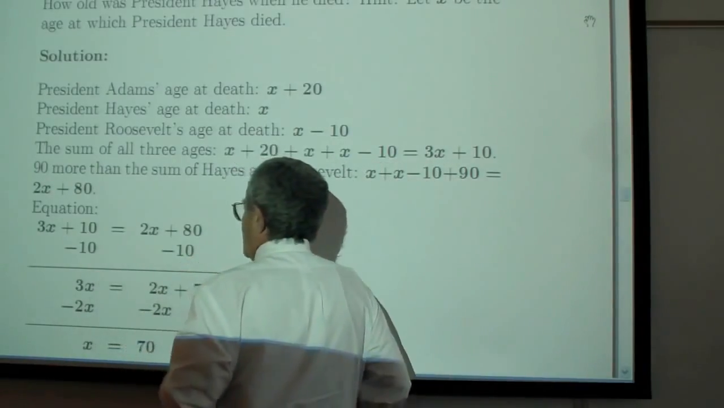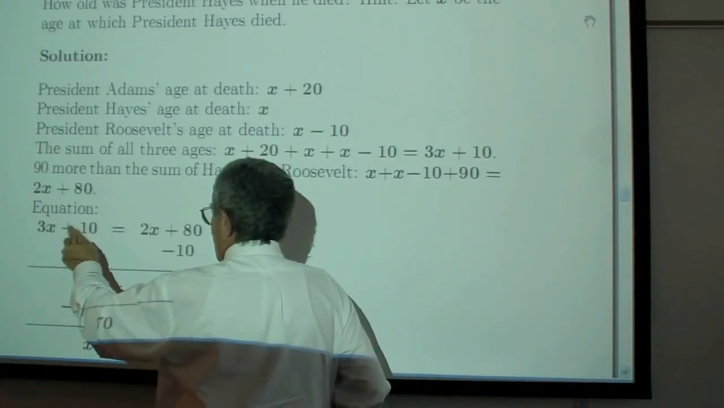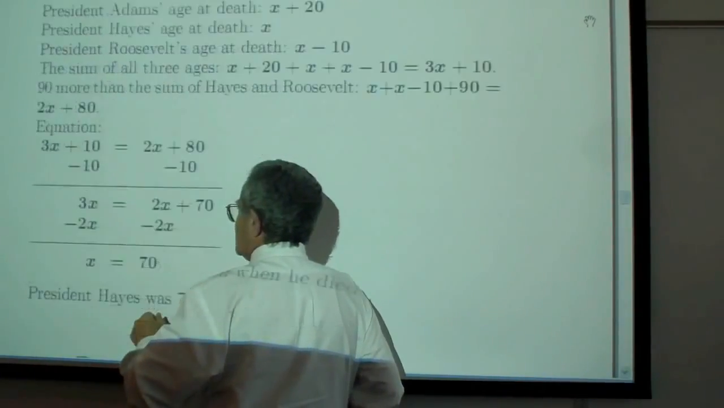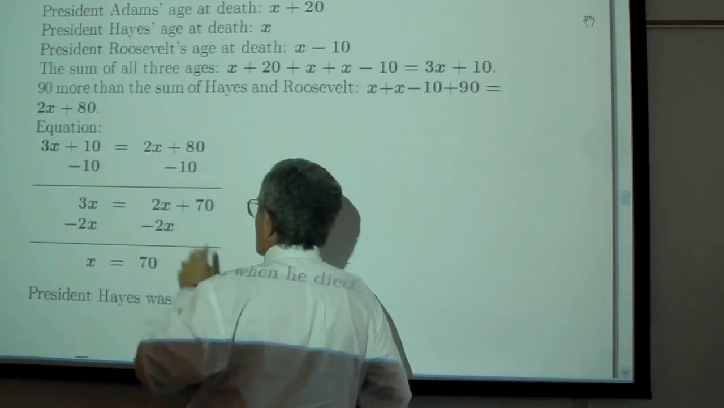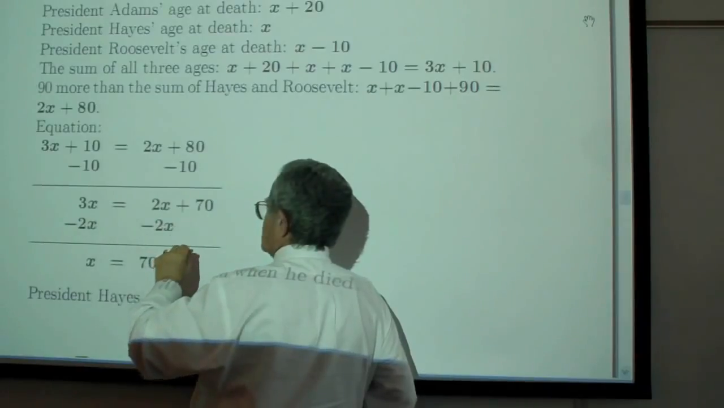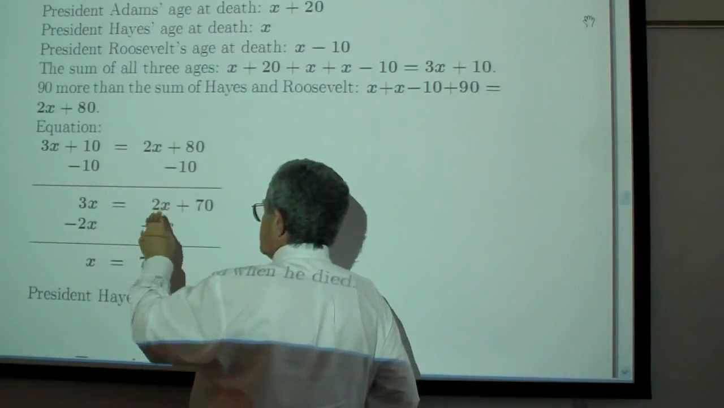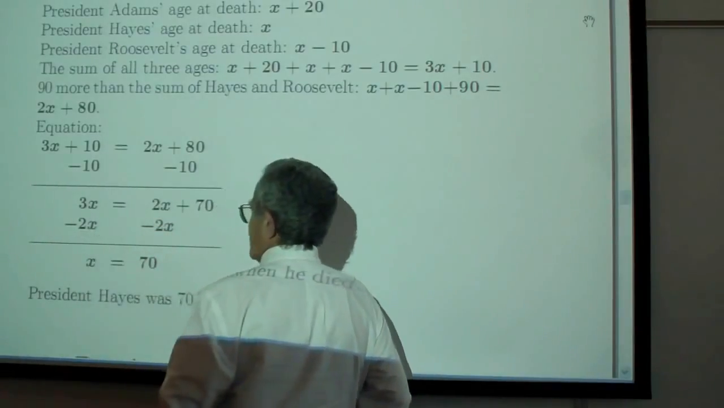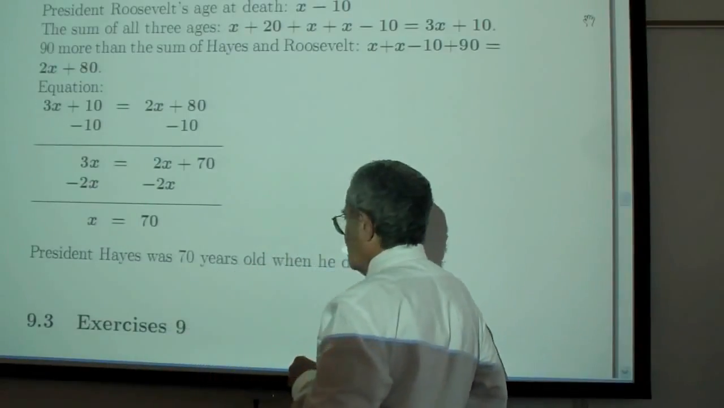Get only variables on one side, so let's get rid of the constant. Somebody added 10, we'll remove it from both sides, and we are left with 3x, which is 2x plus 70. I don't want x's on the left and the right. Keep the constants on the right, get rid of the 2x, somebody added, I'll take it away from both sides. So x is 70. President Hayes was 70 years old when he died.